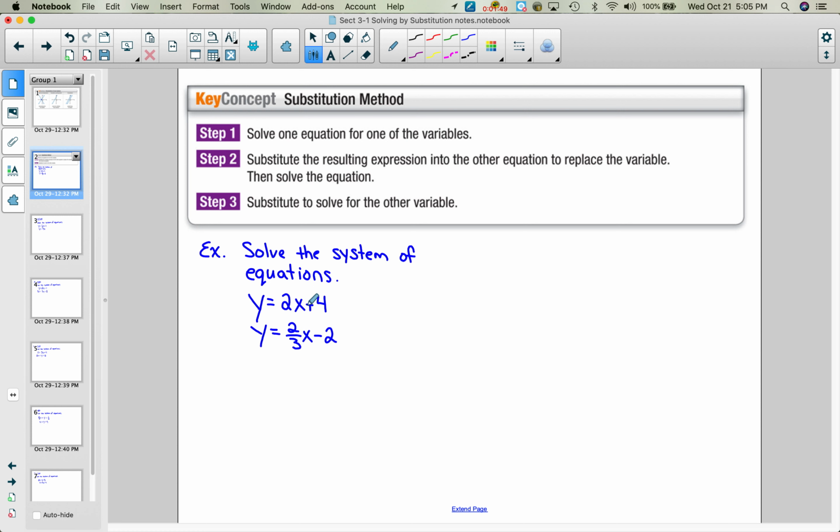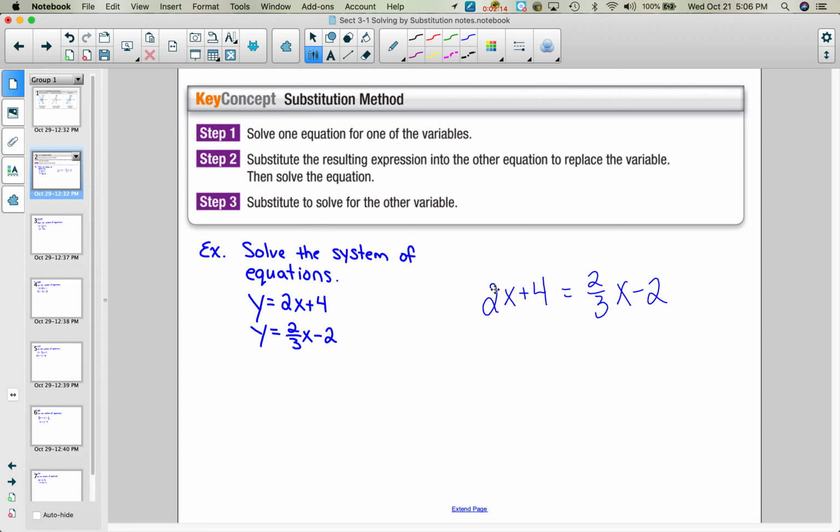So if y equals 2x plus 4, and at the same time y also equals 2/3 x minus 2, then it must be true that 2x plus 4 equals 2/3 x minus 2. So I'm making that substitution. So this is what you do if both equations are already solved for one single variable.